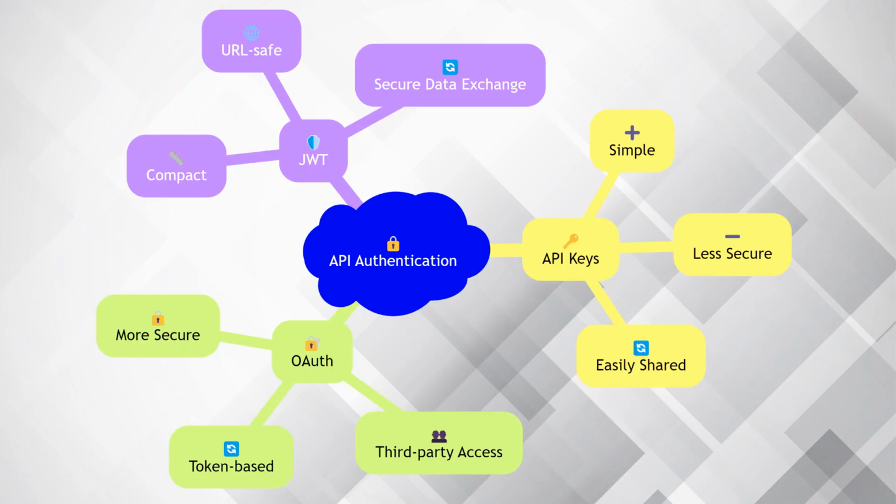Authentication is crucial for securing API access. Common methods include API keys, OAuth, and JWT, JSON Web Tokens. API keys are simple but less secure as they can be easily shared. OAuth provides a more secure, token-based authentication, allowing users to grant third-party applications limited access to their resources. JWTs are compact, URL-safe tokens that can be used for secure data exchange between parties.